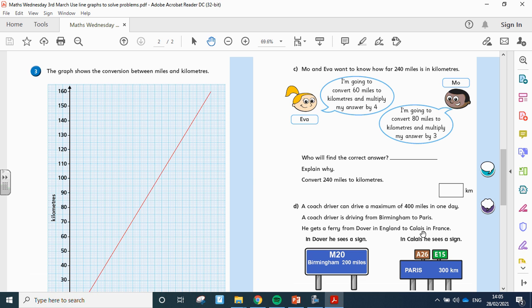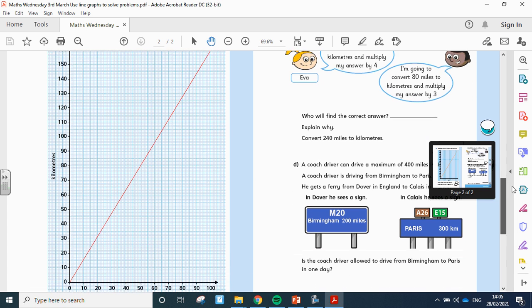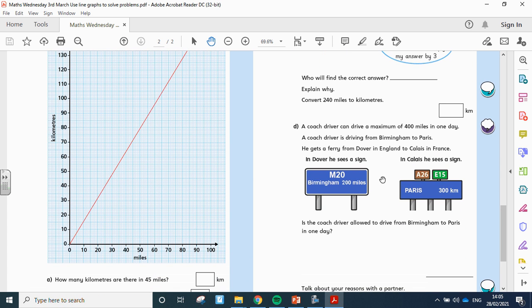So we've got Mo and Eva. You can read this yourself, people. Use the graph to answer the question. And then a coach driver is driving a maximum of 400 miles a day. Have a look at this. Is he allowed to drive from Birmingham to Paris in a day? Use this to help you work it out. So this whole page is about this conversion graph, okay?